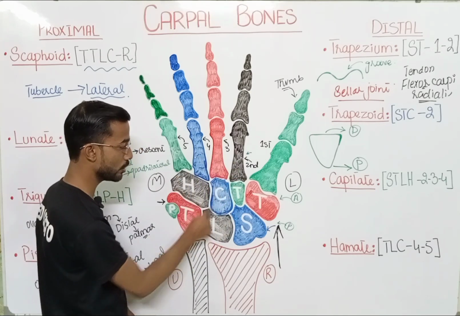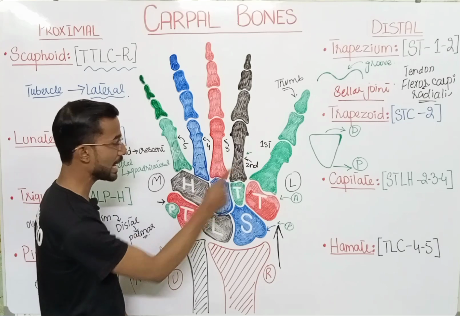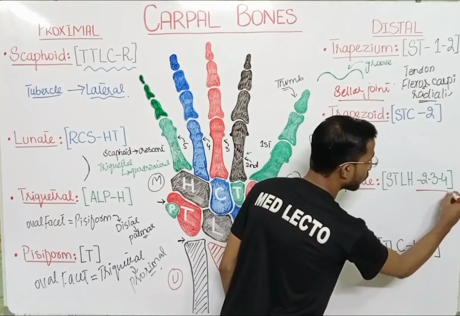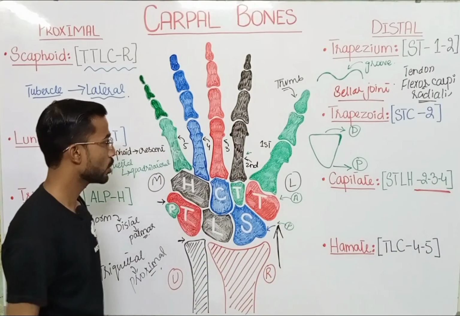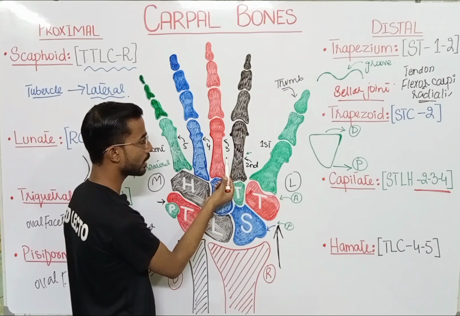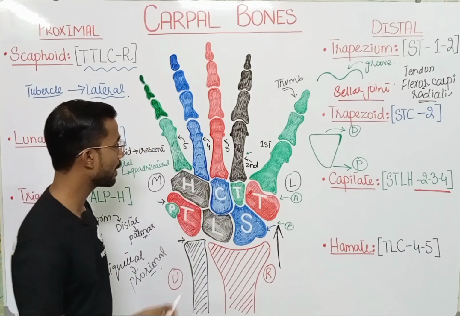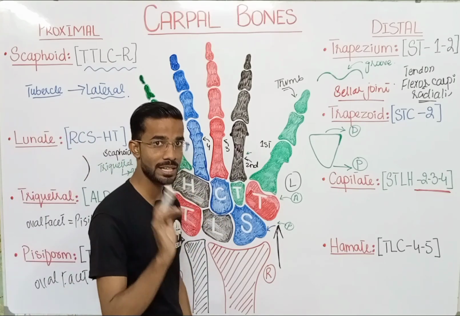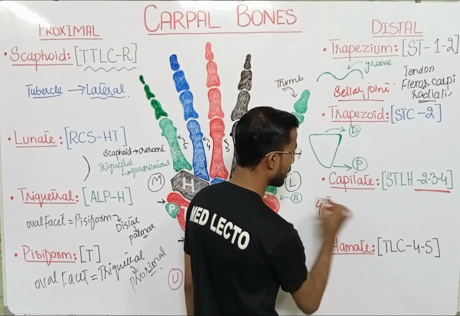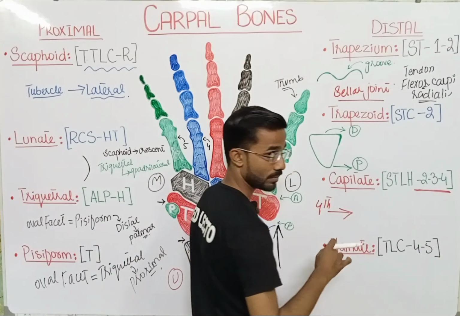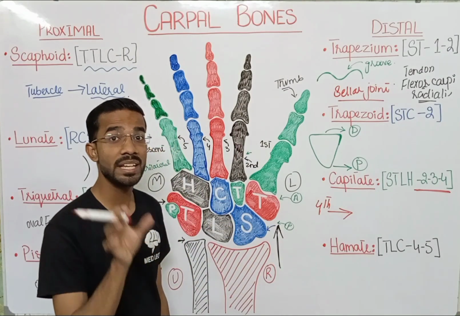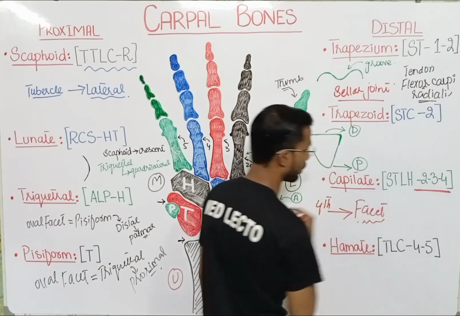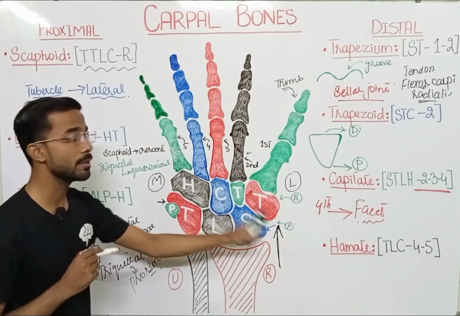L for lunate. Lunate is actually near to the capitate. And H for hamate. And last is the 2, 3, 4, which are the metacarpals. So second, third and fourth metacarpal will attach to this one. And specifically, the fourth metacarpal is attached with the special facet of the capitate bone. Okay.